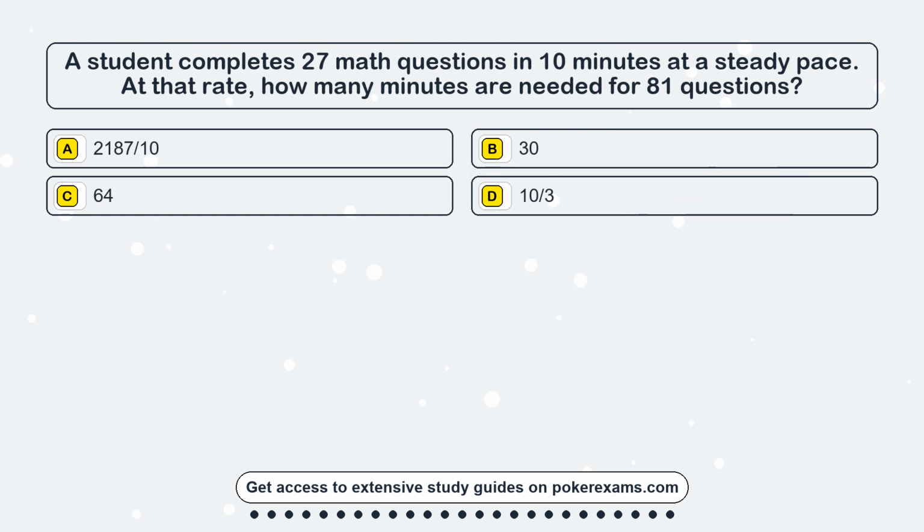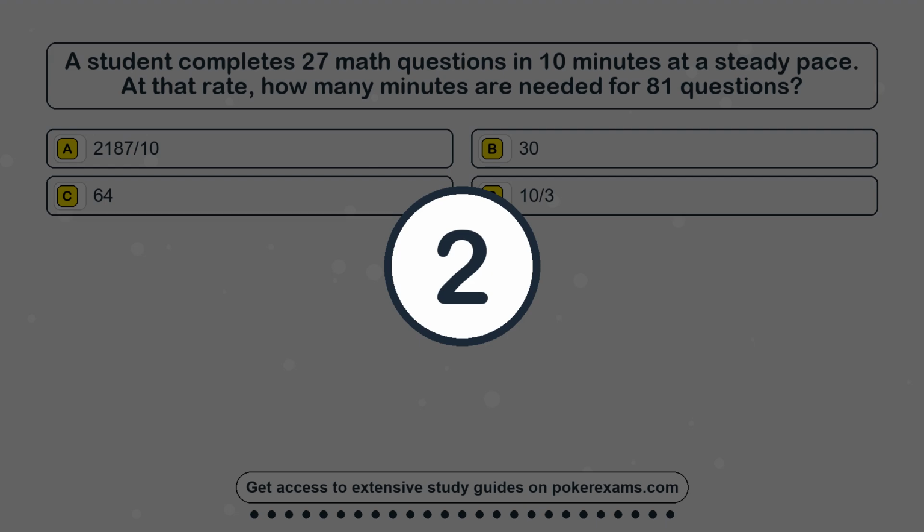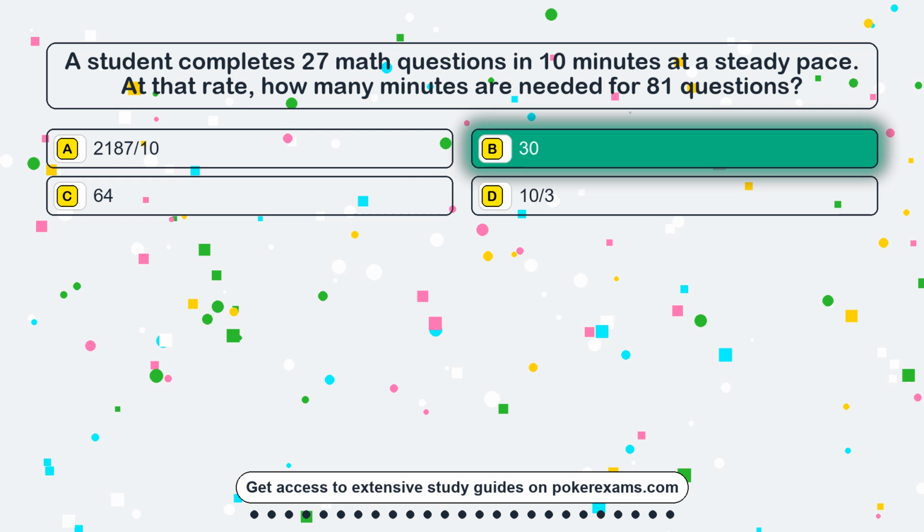Question 5. A student completes 27 math questions in 10 minutes at a steady pace. At that rate, how many minutes are needed for 81 questions? Option A 2187/10. Option B 30. Option C 64. Option D 10/3. The correct answer is option B, 30.